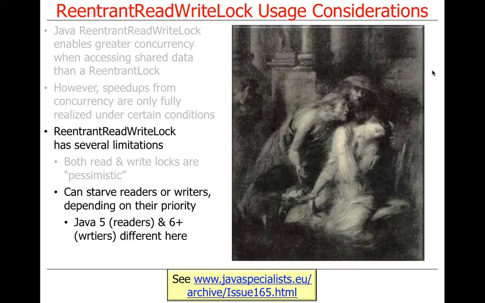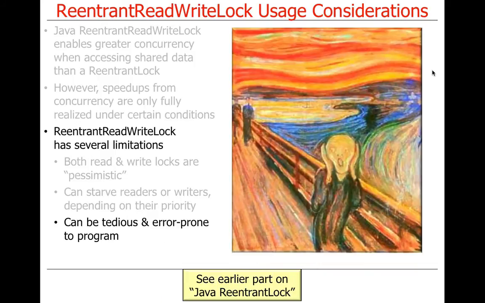So then in Java 6 and beyond, and henceforth, writers get preference. But of course, you're just robbing Peter to pay Paul. Now, writers get a chance to go, but if writers never stop, readers get starved out for an indefinite period of time. This issue of starvation is just a common problem in these types of abstractions. And there's a real nice discussion about starvation issues here in this article.